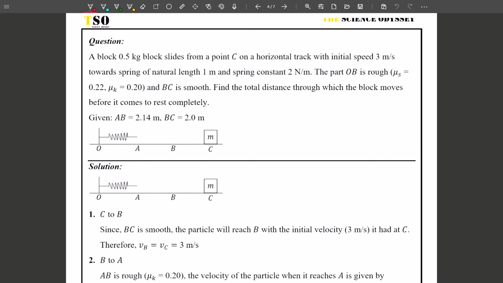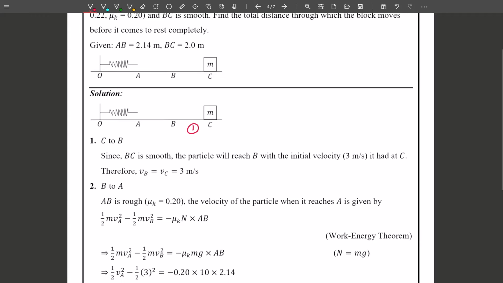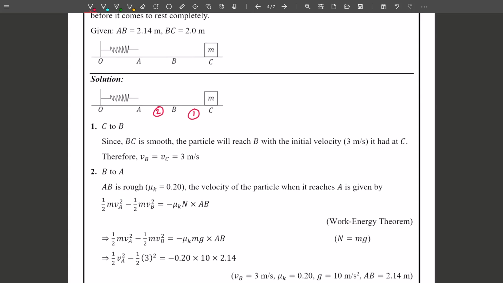Okay, so let us divide the problem into three parts. First part is C to B. Second part is B to A, and third part is A to O. Three parts: C to B, B to A, and A to O.